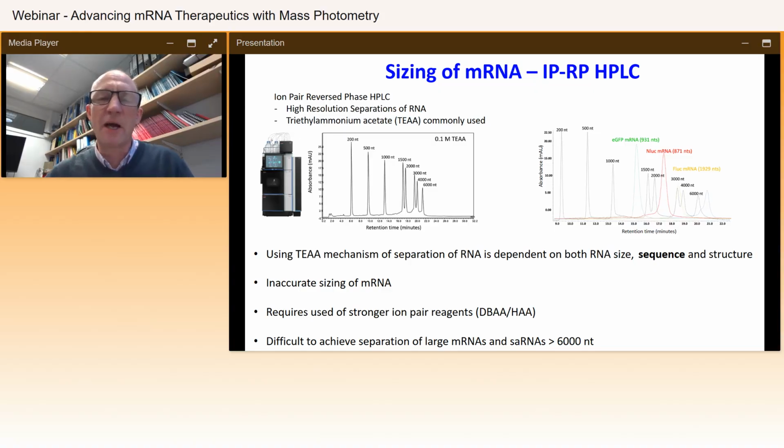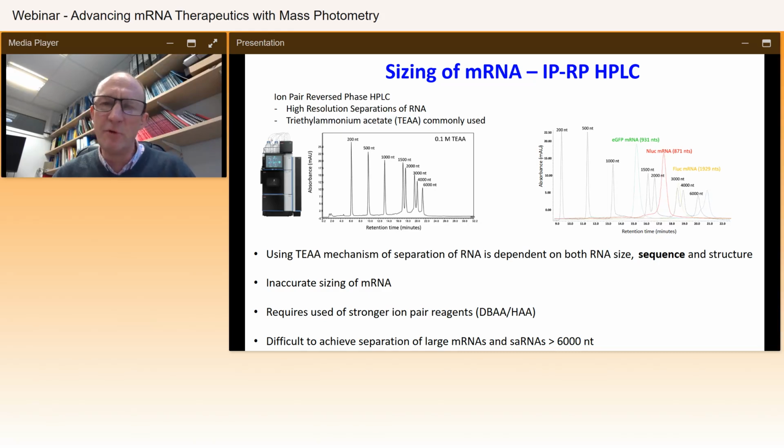So in essence, ion pair reverse phase chromatography using something like a weak ion pair reagent is really not accurate in sizing your mRNA medicines. This is really due to the fact that the ion pair really separates not only on the size, but it also takes into account the sequence, the base composition, and the structure of the mRNA. So this is why we don't get accurate sizing using these weak ion pair reagents.